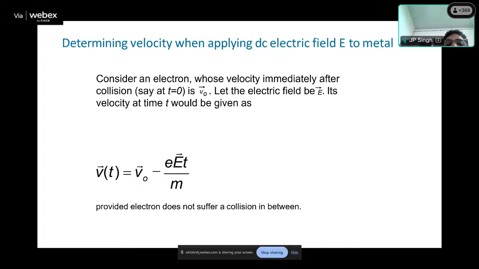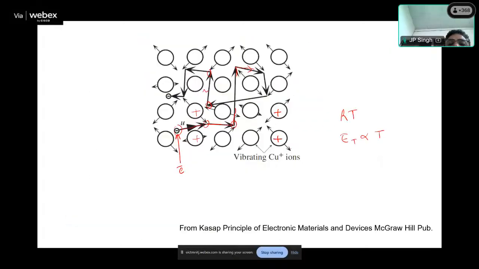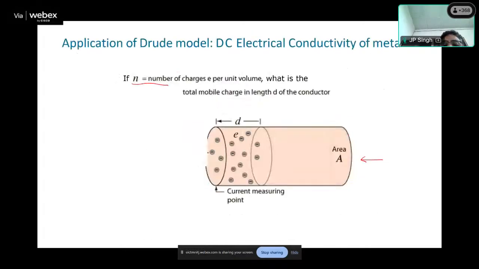Suppose we just consider a single electron, whose velocity immediately after the collision at time t equal to 0 is v0. Just after the collision, its velocity is v naught at time t equal to 0.